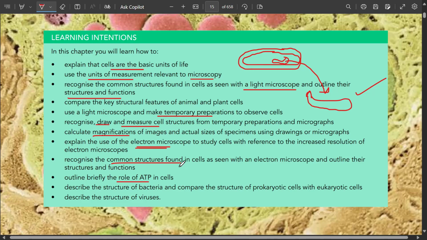Can you tell me what is ATP? I think it stores energy. Exactly, it's the energy currency. Then we'll also describe the structure of bacteria and compare the structure of prokaryotic cells and eukaryotic cells. Ever heard of these two terms before?